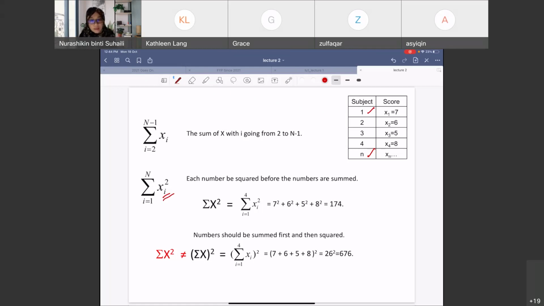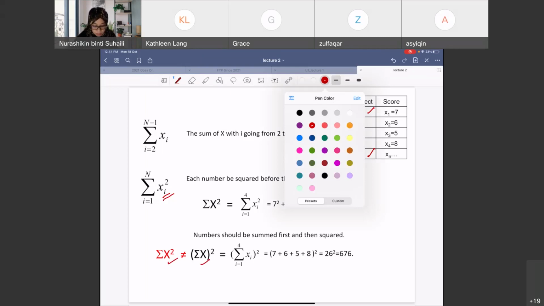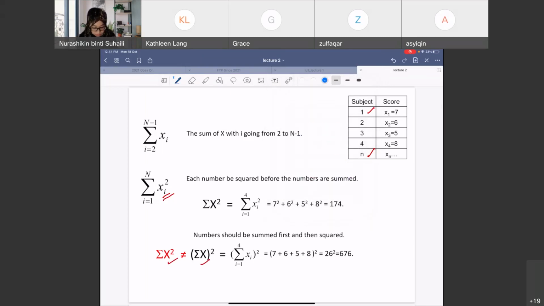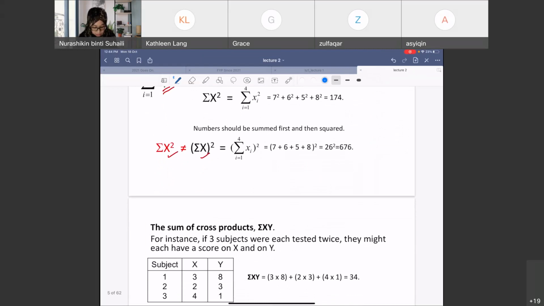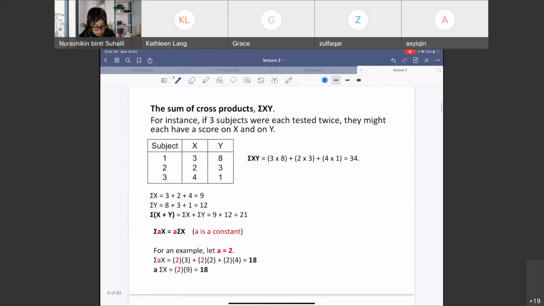So you have to take note of the brackets sometimes. For example, like this one, the summation of x, and at the end you square it, will not be equal to this one. So you have to be very careful with the brackets apart from the summation symbol. For example, this one is a cross product. This is just a revision for you. I don't have to go into so much detail, just to revise with you what you have understood before.